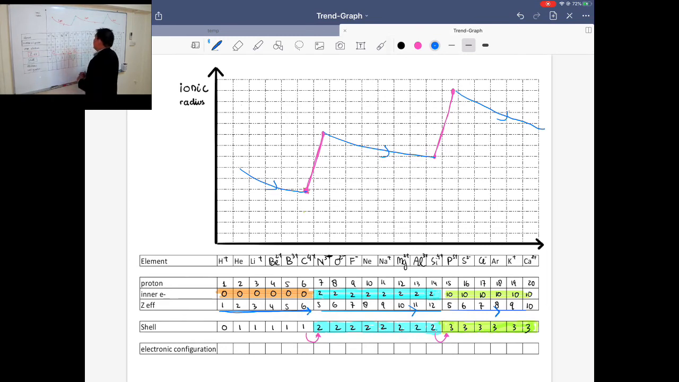We can provide the explanation also here. This is because you add more shells. So if you do it correctly, you will get something like this. Yeah, this is a graph, right, of the ionic radius against the elements.